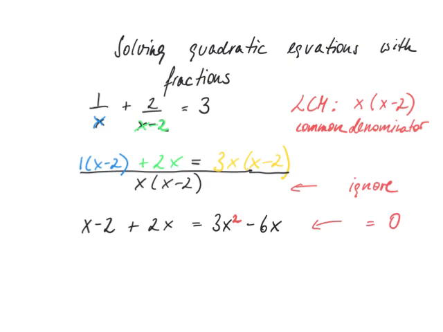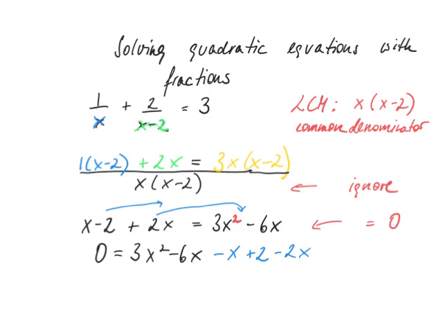That means I'm going to bring all of this to this side. So if I bring everything to this side, then I'm left with just 0. Nothing else, only 0. So 3x squared minus 6x is already there. And then I bring everything else over. So the x on this side becomes a minus x on the other side. The minus 2 on this side becomes a plus 2 on the other side. The plus 2x on this side becomes a minus 2x on the other side.